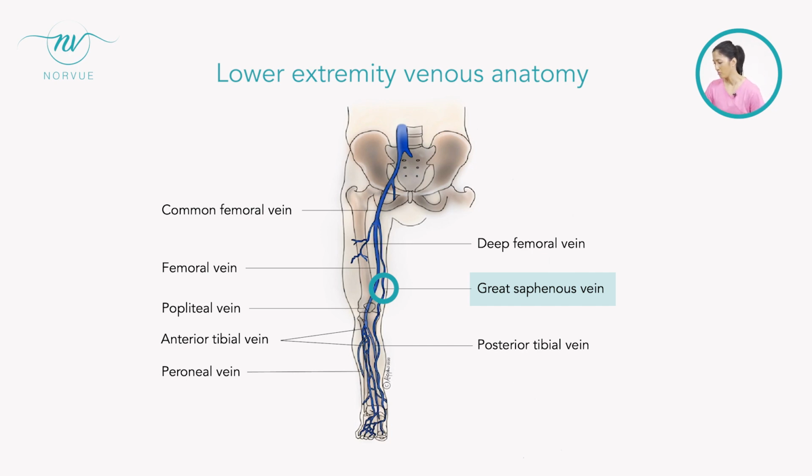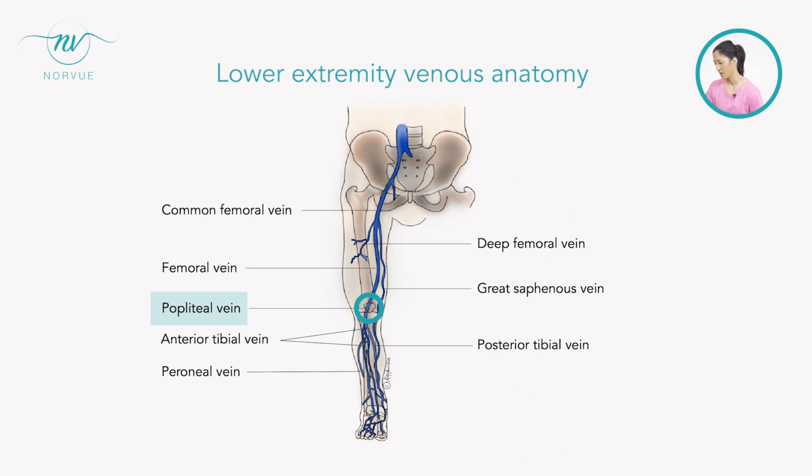From the common femoral vein, it continues further down the leg and becomes the femoral vein. From this part, the femoral vein continues just behind the knee and becomes the popliteal vein. And at this level of trifurcation, the popliteal vein becomes three different veins.